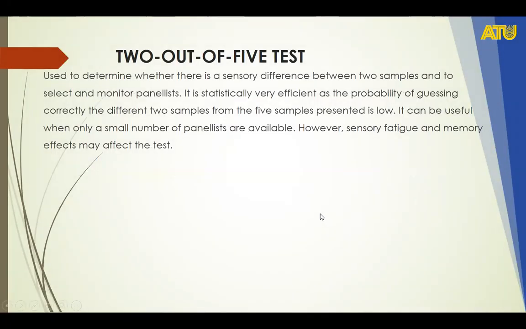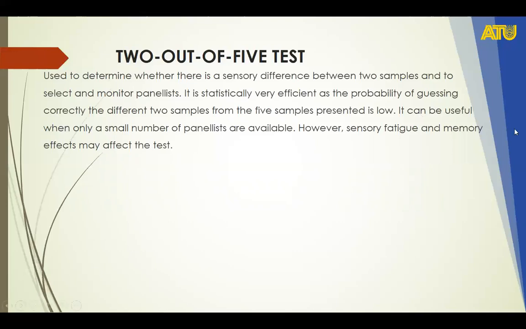Next is the 2 out of 5 test. It is used to determine whether there is a sensory difference between 2 samples and to select and monitor panelists. It is statistically very efficient, as the probability of guessing correctly the different 2 samples from the 5 samples presented is low. So it can be useful when only a small number of panelists are available. However, sensory fatigue and memory effect might affect this test.